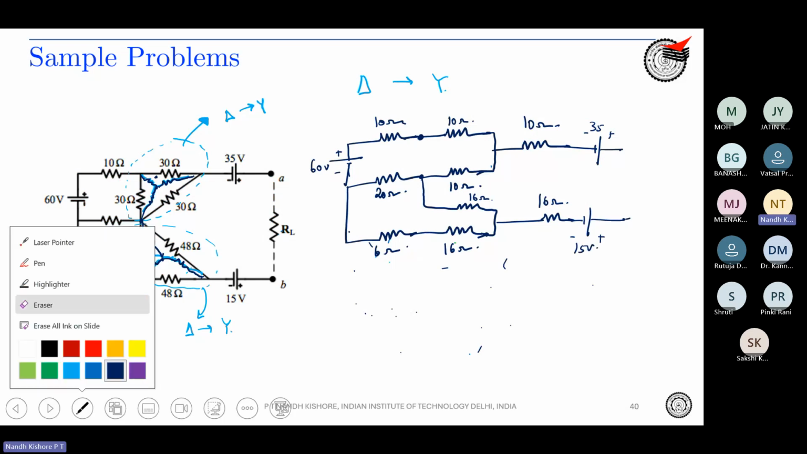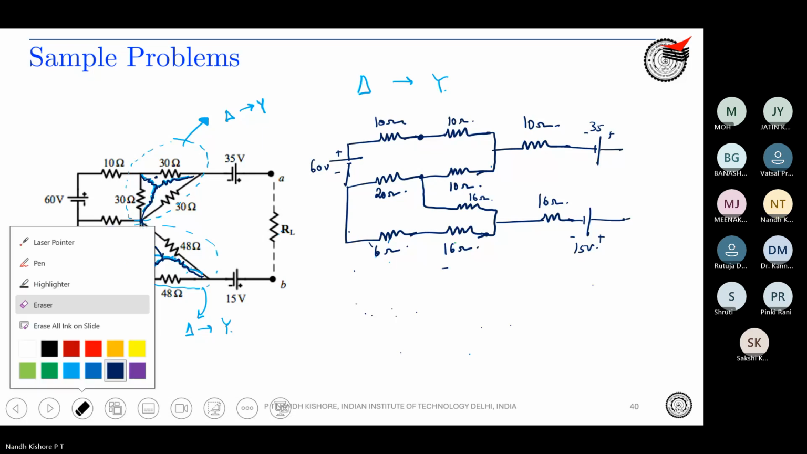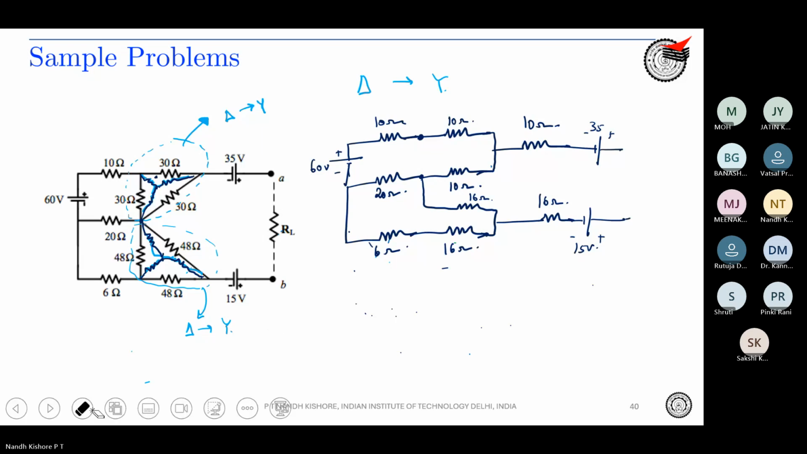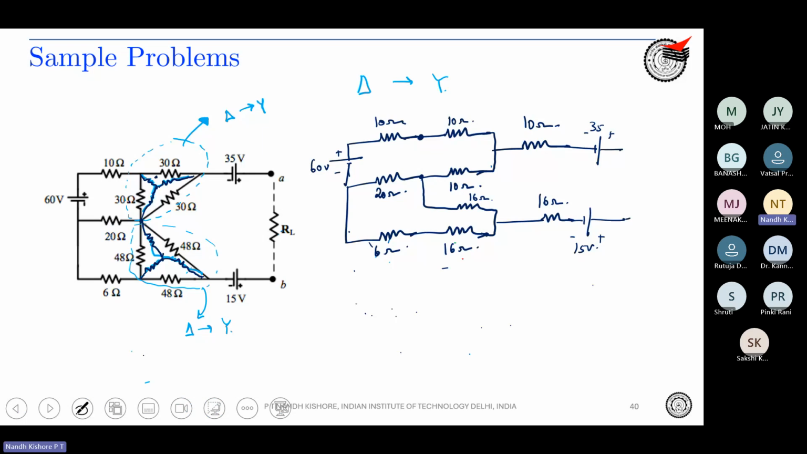Did you get this? Is it fine till this point? So this is the equivalent star of the delta that we did. Same over here, 16, 16 and 16. Are you understanding this transformation and the connection, everyone? Yes, sir. If you didn't get it, please tell me. Yes, sir. Okay.